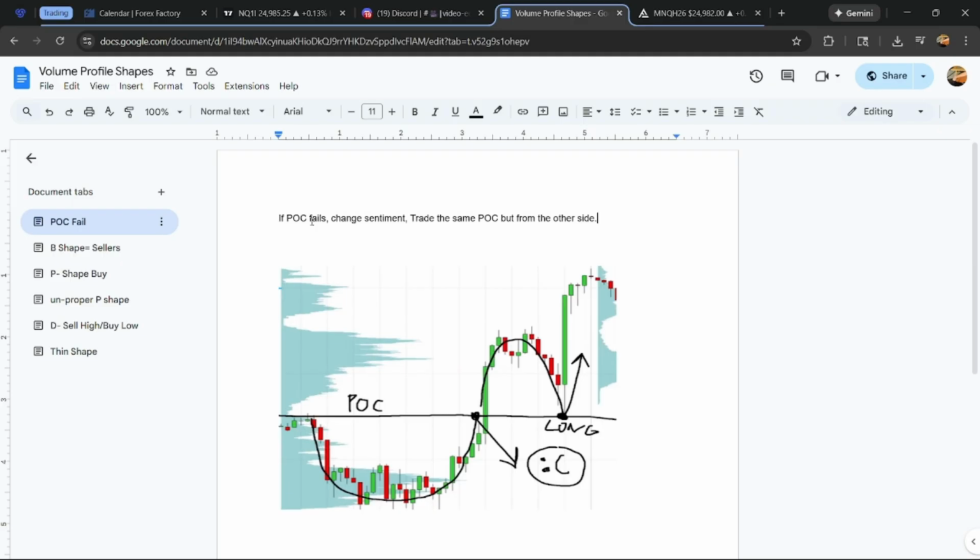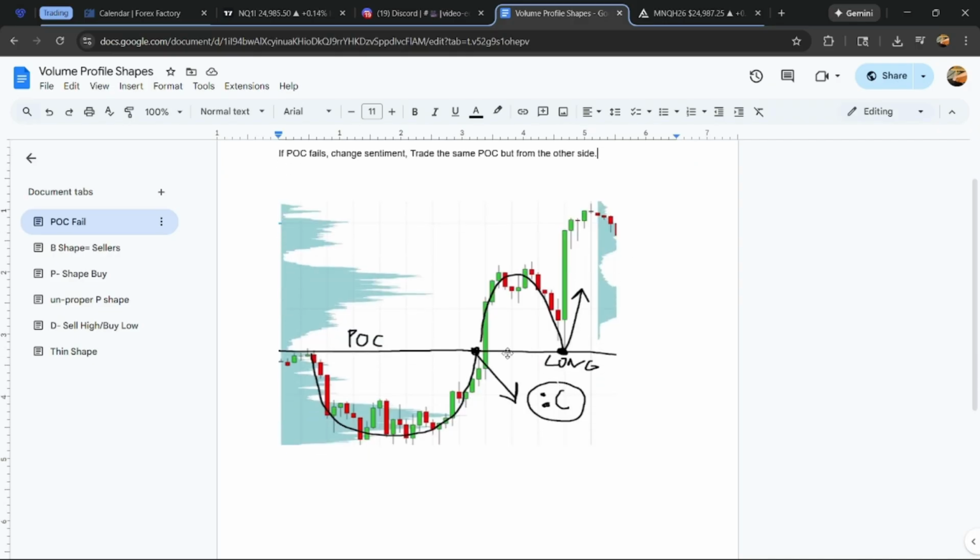If the point of control fails, change sentiment. Trade the same point of control but from the other side. So do you notice how we had this point of control here, but where we broke above it, what is that showing us? Buyers are in control of this level. We are not trading until the retest. So we're waiting for this to break or reject, but for this example, we broke it, retested it, and this is where we enter long.